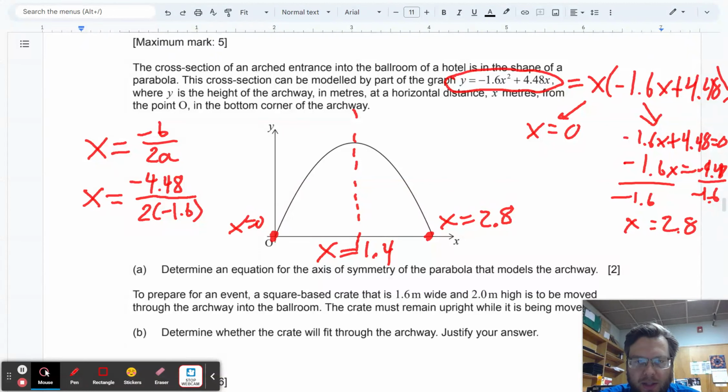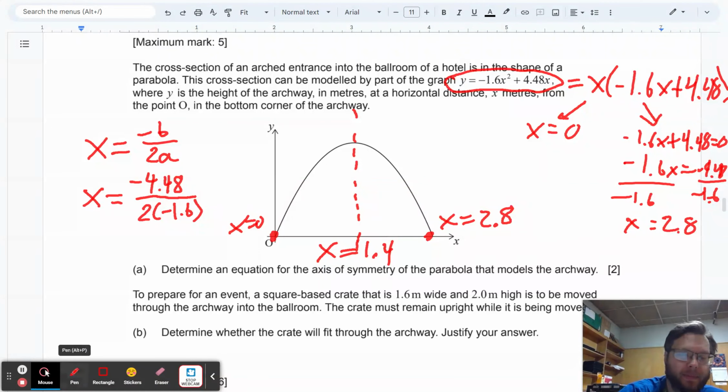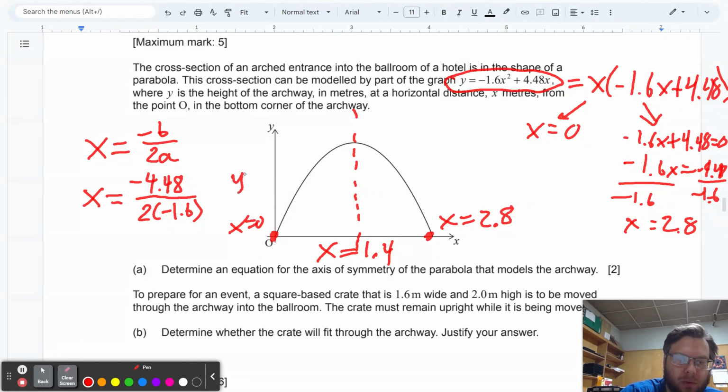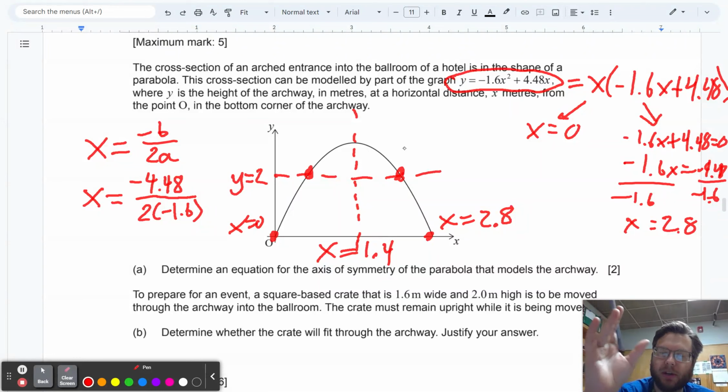One way that I thought was a good way to do it is to graph the equation y equals 2 and see where that equation intersects with the archway. If I think about y equals 2, I don't know exactly how high it is, but I know it's going to do something like this. And if I can find these two points right there, then I can determine whether the crate will fit.